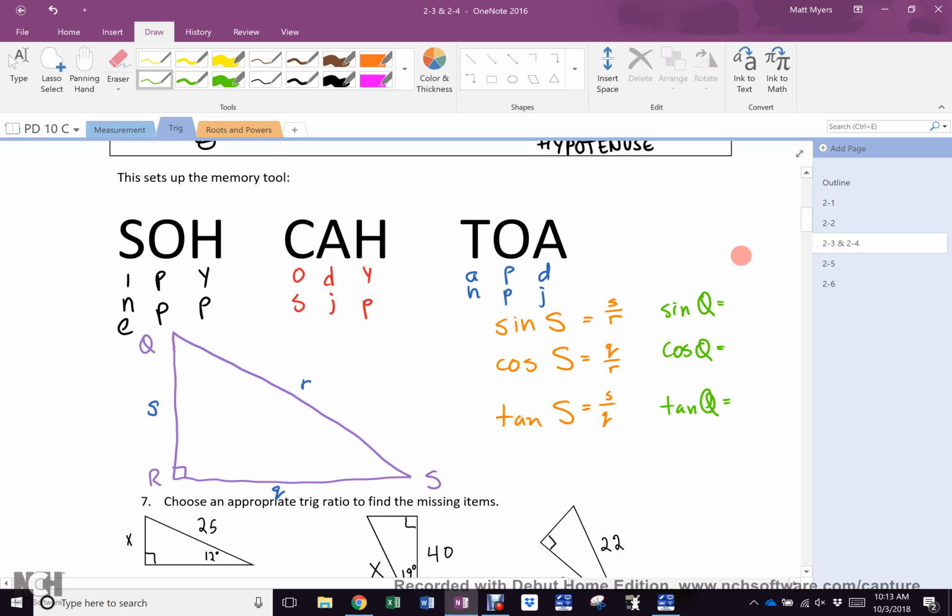Now, what was the sine of Q? Q over R. What was the cos of R? Or the cos of Q? S over R. And what was the tan of Q? Q over S. Please notice the similarities.